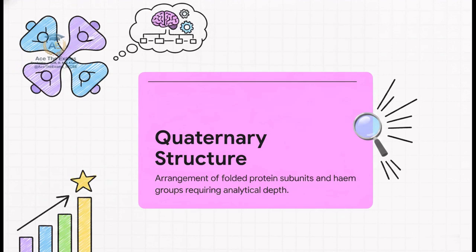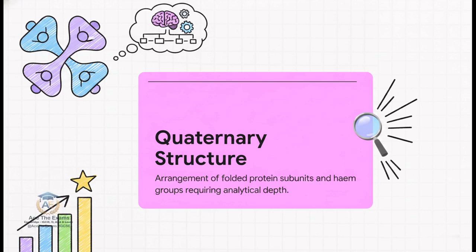Now, take a look at this definition. Understanding this is just your baseline. Read it carefully. The quaternary structure isn't just multiple proteins stuck together. It's the precise arrangement of multiple folded protein subunits alongside their iron-containing heme groups. But look at that second half. It requires analytical depth rather than superficial breadth.